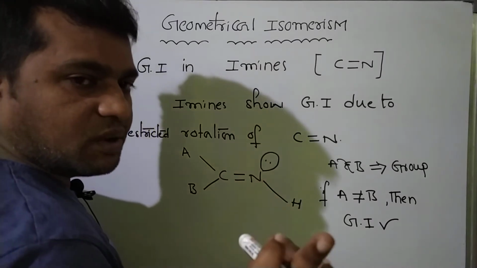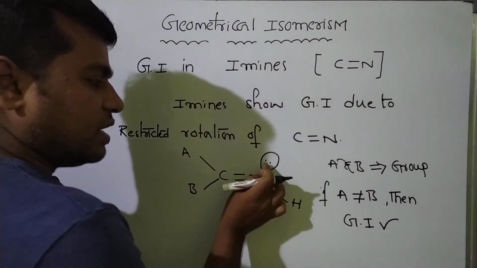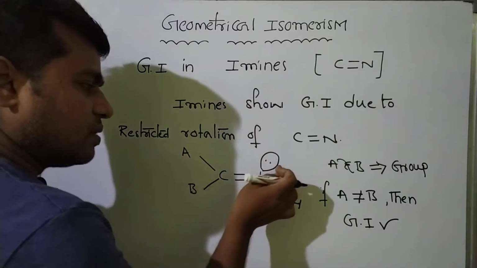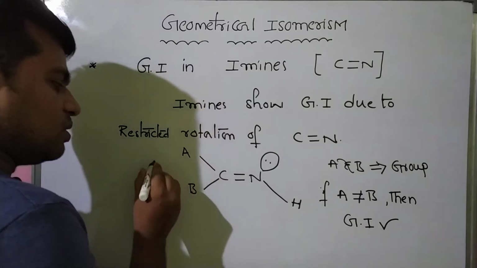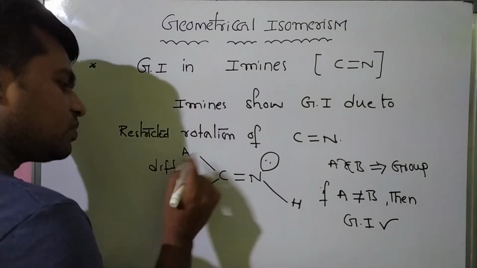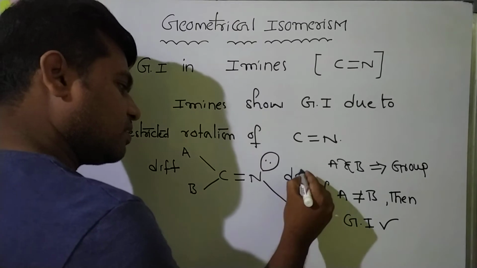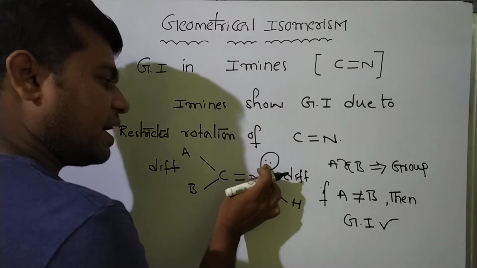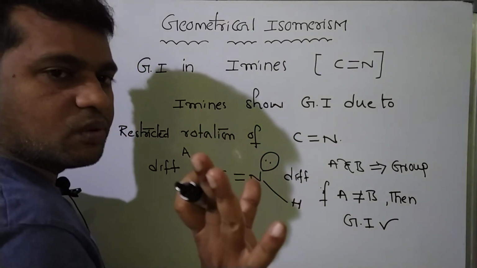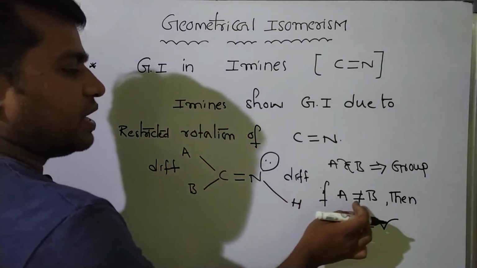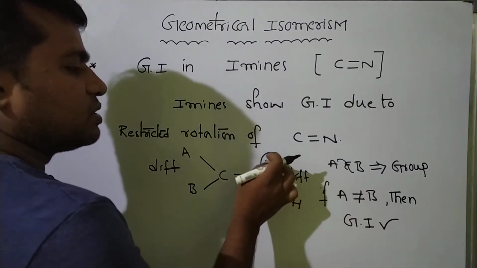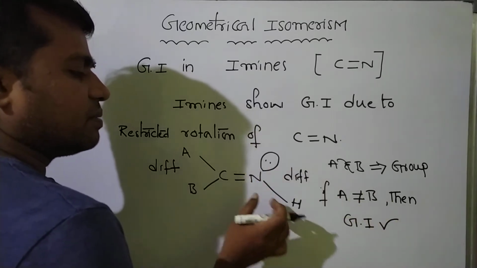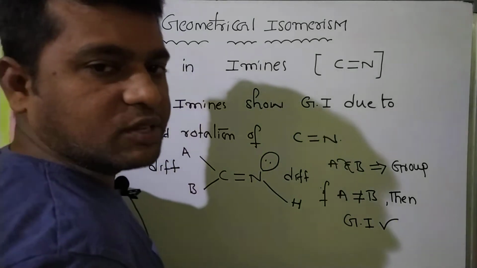Some people have the doubt about the lone pair. These two groups are different, and these two groups are also different. Okay students, here we will consider this lone pair as one group. So if A not equal to B and this lone pair, this is a hydrogen or alkyl group, definitely the given imine will exhibit geometrical isomerism. Please note.